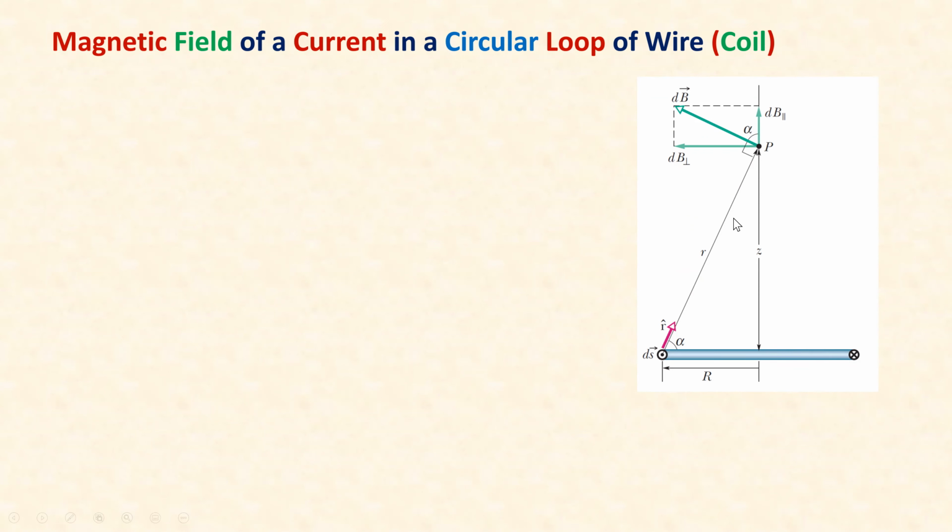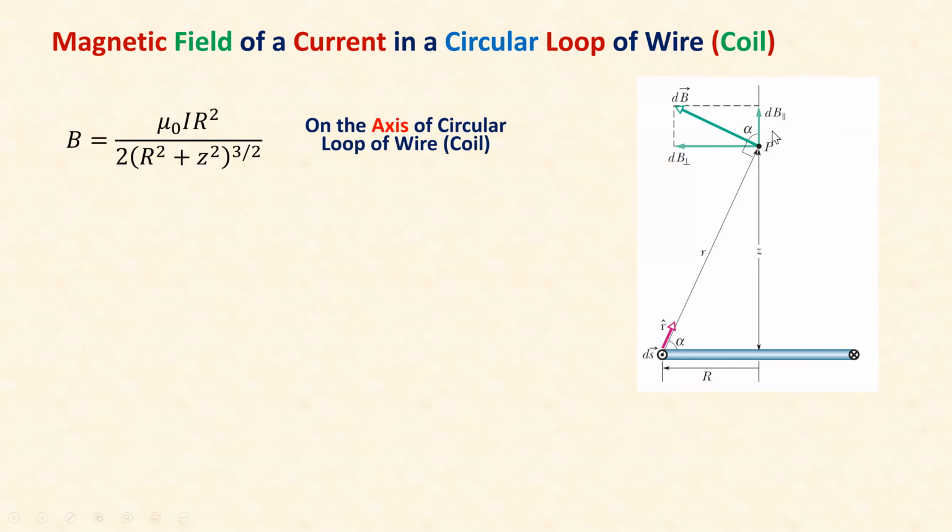And because of that current, each element of this loop creates a magnetic field like that, perpendicular to the radial direction, and it comes from the right-hand rule. You put your thumb in the direction of the current in that element that's coming out, you see that your fingers show circulating fields like this. So at this point, it is in that direction. And at this point, if you do the same, you see that the field will be in this direction.